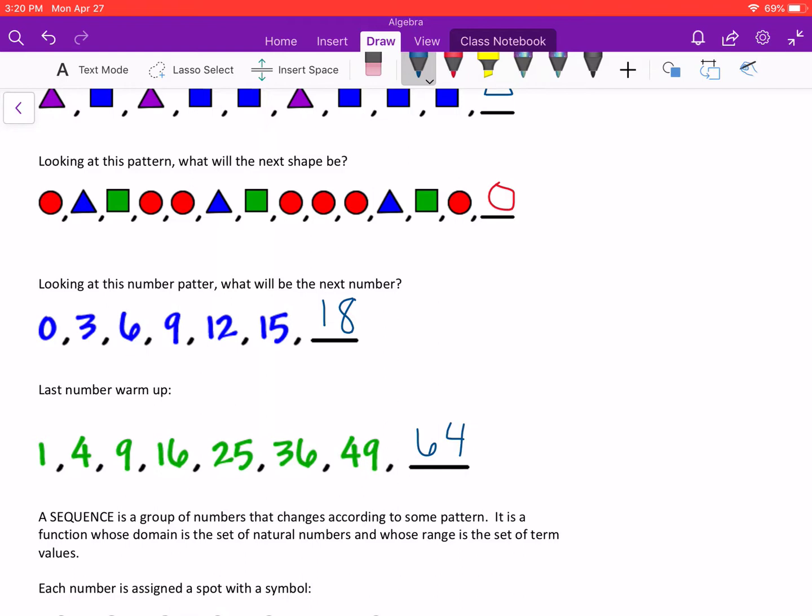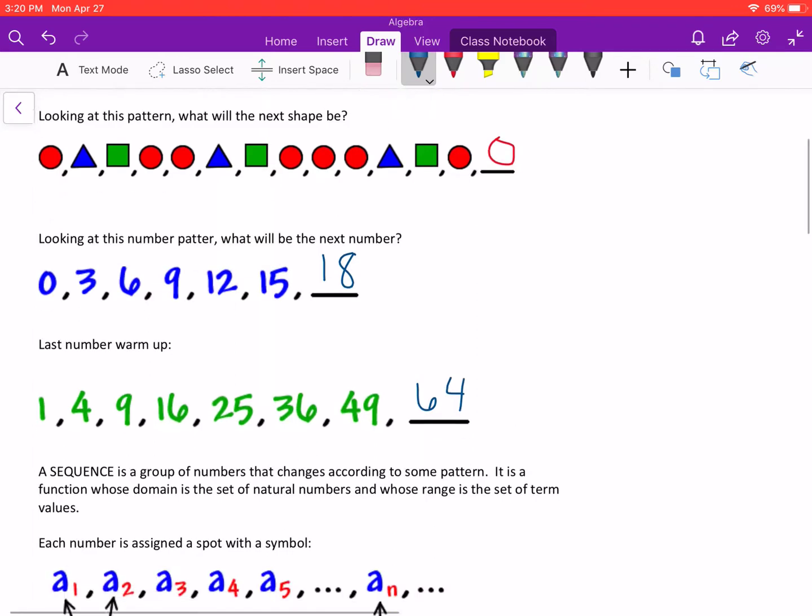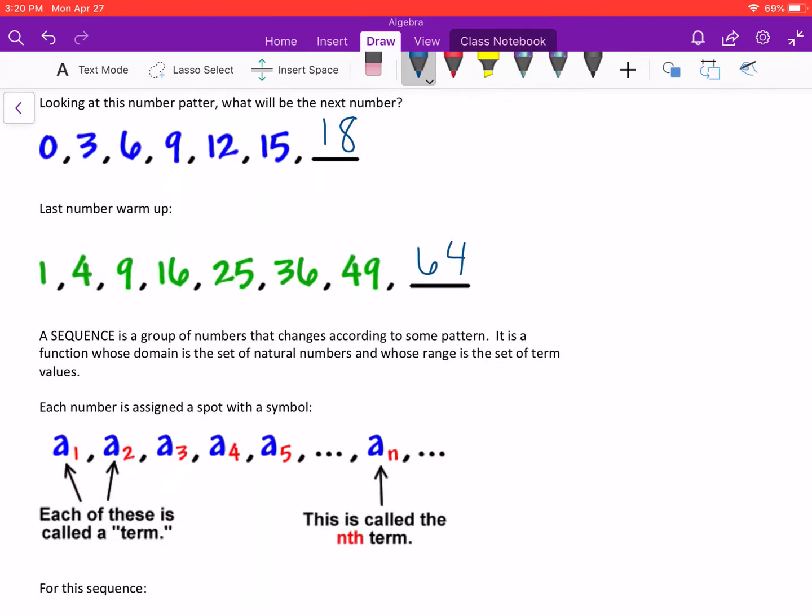So a sequence is a group of numbers that changes according to some pattern. It is a function whose domain is the set of natural numbers and whose range is the set of term values. Each number is assigned a spot with a particular symbol. So if you look at this, we have a sub 1, a sub 2, and so on and so forth, until we reach something called the nth term.